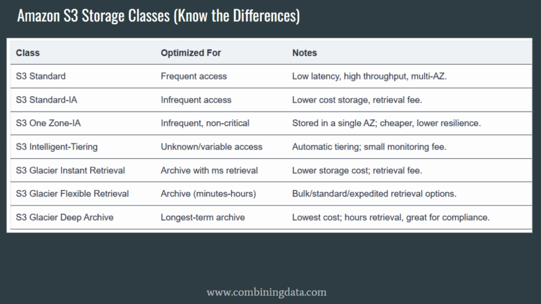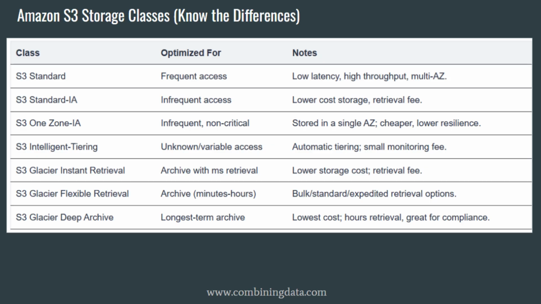Now let's look at the S3 Glacier storage classes, which are used for archival data. S3 Glacier Instant Retrieval is for rarely accessed data that still needs to be retrieved immediately, in milliseconds. It's often used for medical records or media archives where fast access may occasionally be required.